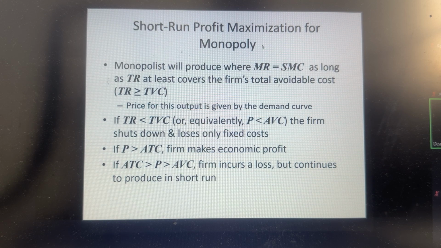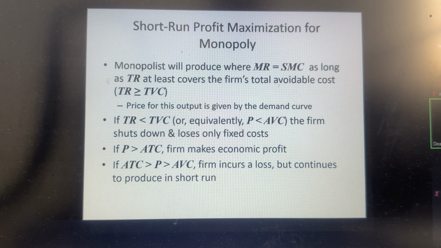Short-run profit maximization for a monopoly firm. Monopolists will produce where MR equals MC. Irrespective of the market structure, the profit maximizing condition is the equality of MR and MC. This holds as long as total revenue at least covers the firm's total avoidable cost, that means variable cost.